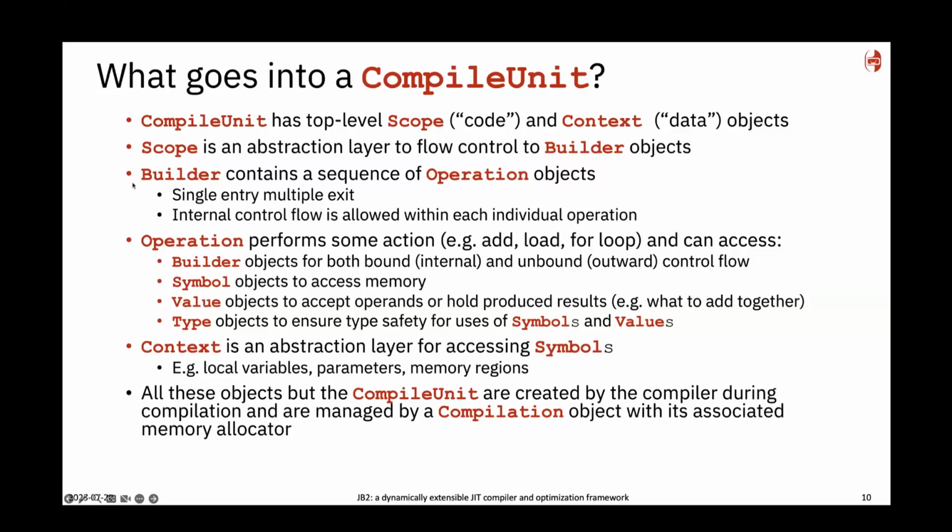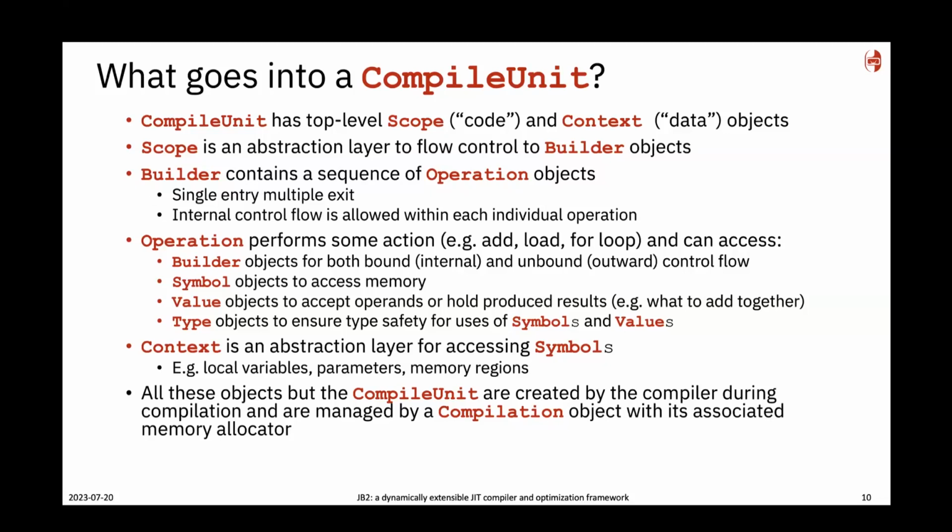So builders are basically a sequence of operation objects. They're not basic blocks. They're single entry, and they can have multiple exits. They can also have internal control flow, but it has to be completely contained internal control flow. And that internal control flow has to be managed within an individual operation. So the best example of an internal control flow is an if-then-else, right? So it has an embedded split and merge.